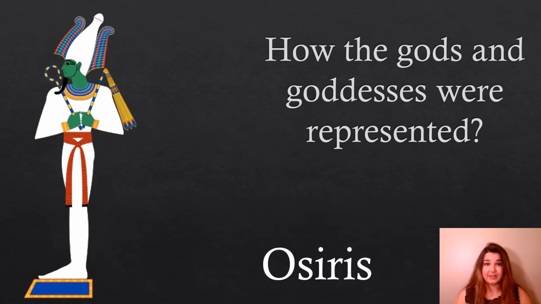Next, we have Osiris. Osiris is typically represented as a mummified king, because remember, Osiris is the god of the dead. So if you look at him, his arms are crossed like a mummy, he's carrying these staffs, and he's wrapped all the way down to his feet. This makes sense because, like I said, he's the god of the dead.